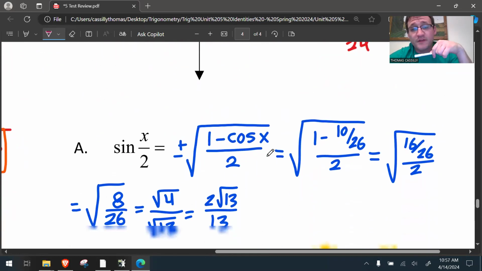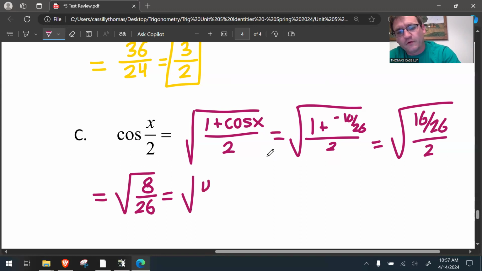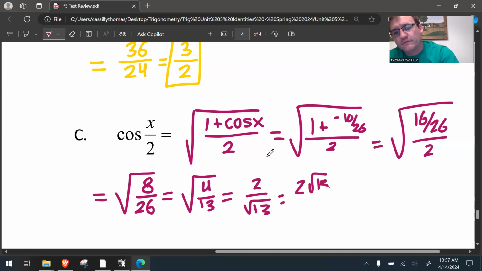Shoot. I made a mistake on the first one. We'll fix it. This one gives us the square root of 8/26, which is the square root of 4/13, which is 2 over the square root of 13, which is 2 square root of 13 over 13. All right. So there we go.